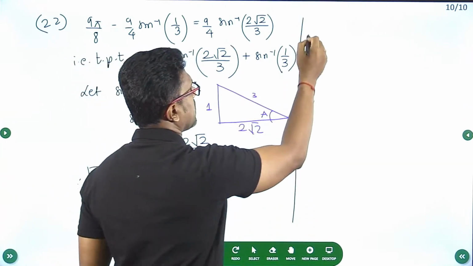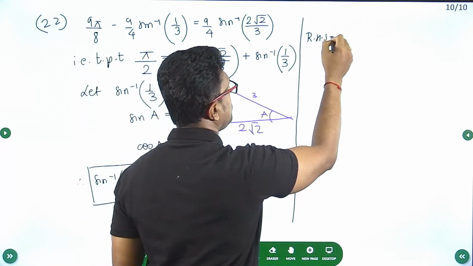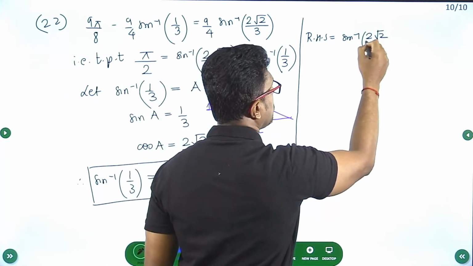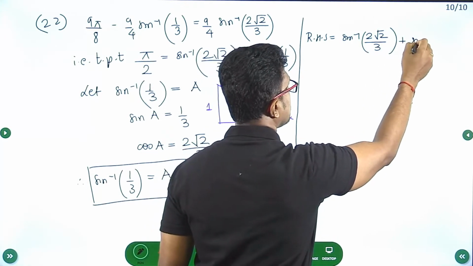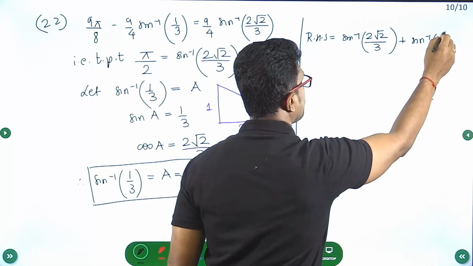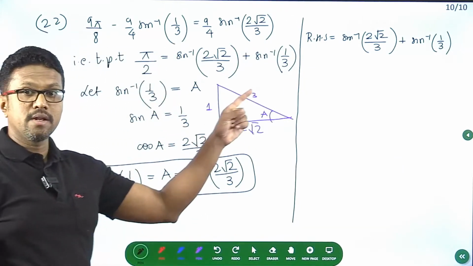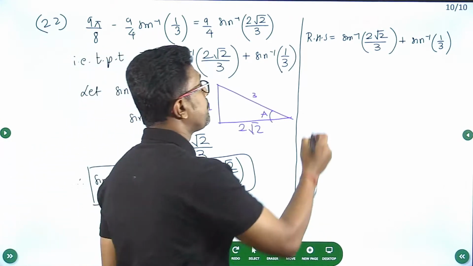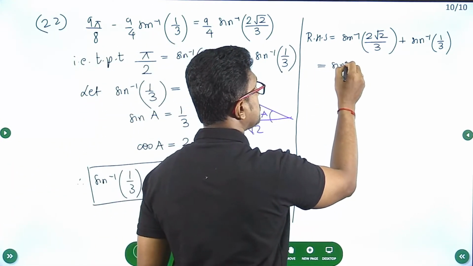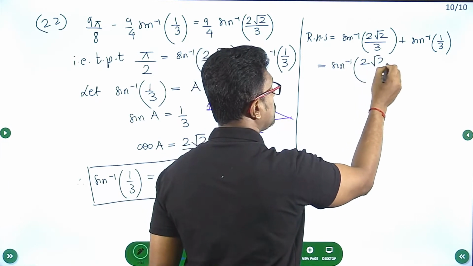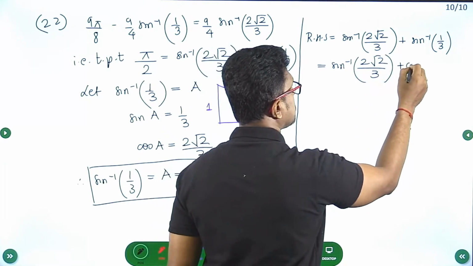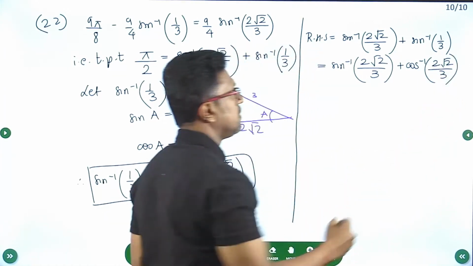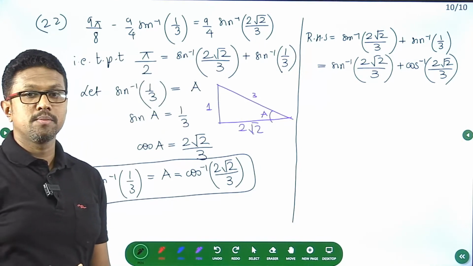Now we can start from the RHS. तो RHS में क्या दिया है? We have sine inverse of 2 root 2 upon 3 plus sine inverse of 1 by 3. Now instead of writing sine inverse of 1 by 3, what should we write? We should write it as cos inverse of 2 root 2 by 3. तो अब इसको हम लोग क्या लिखेंगे? Sine inverse of 2 root 2 by 3 plus cos inverse of 2 root 2 by 3.